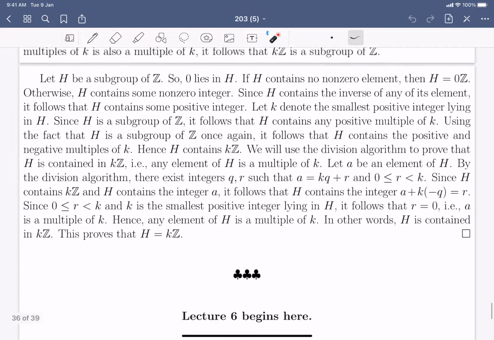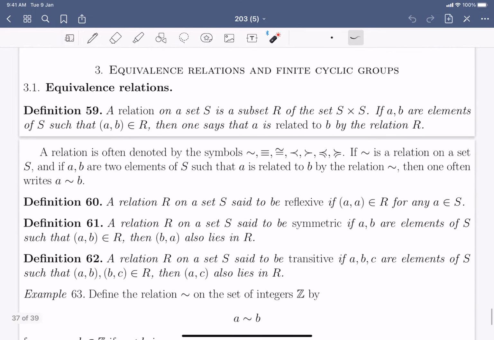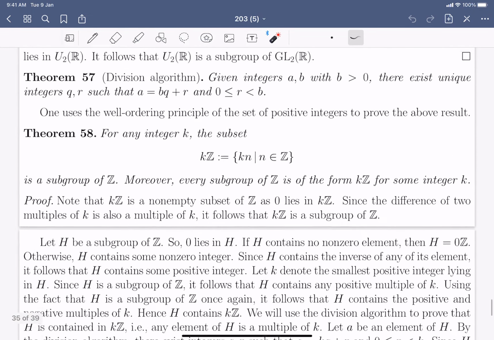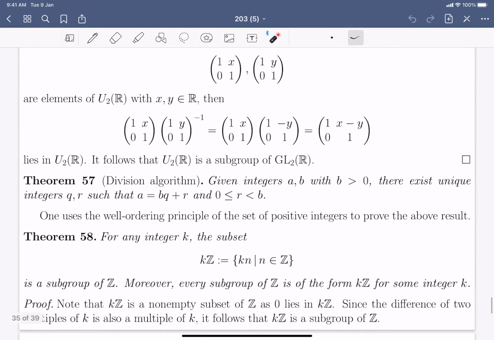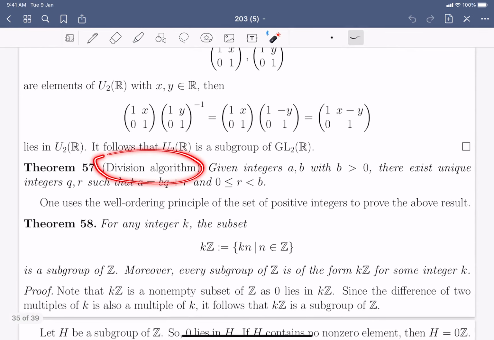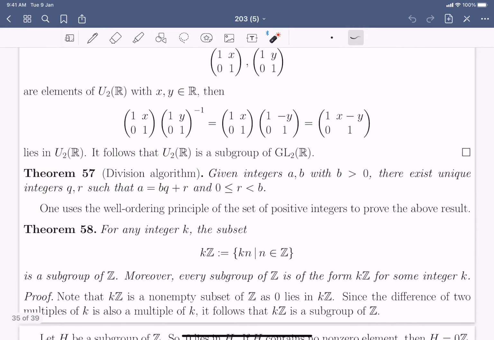Good morning, everyone. In the previous lecture, we learned the statement of the division algorithm, and then we classified all the subgroups of this group Z.